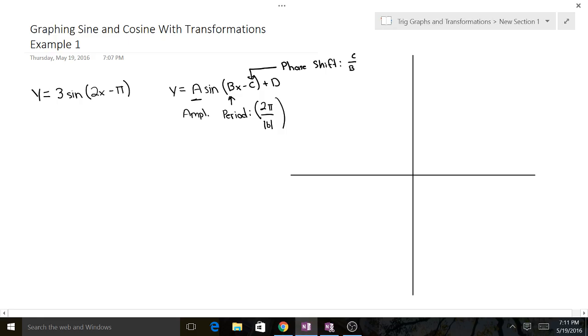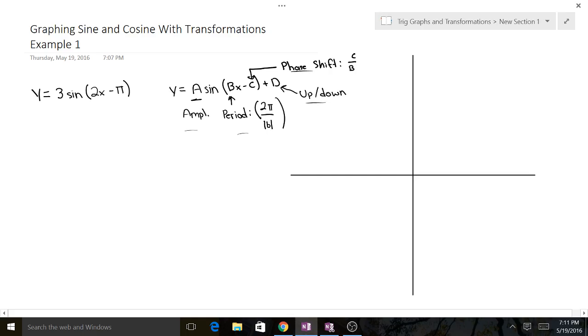And then we've got this final D, which whenever you have a function and you just tack on something at the end, that's just going to move it up and down. So if we have like a 1 there, it's just going to move the whole graph up 1. So now let's see what we're working with. First thing, before I would start graphing this, I would make sure I have all of these things figured out.